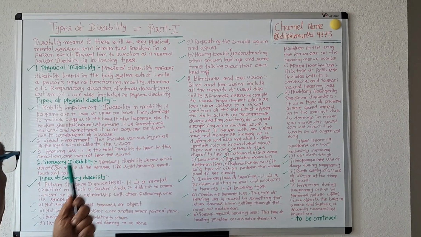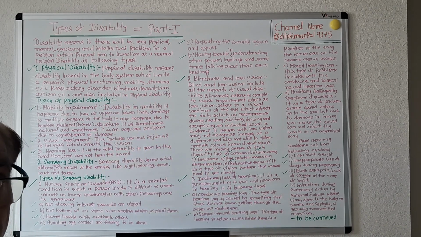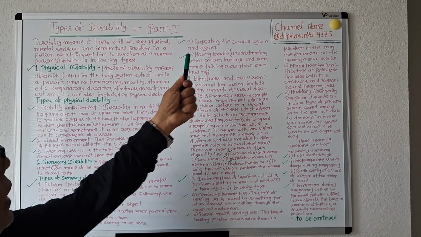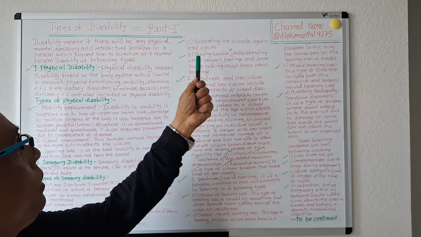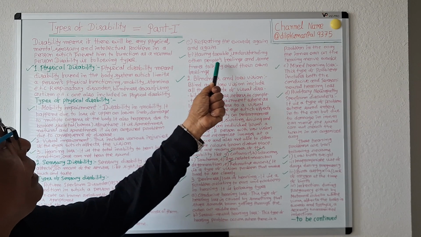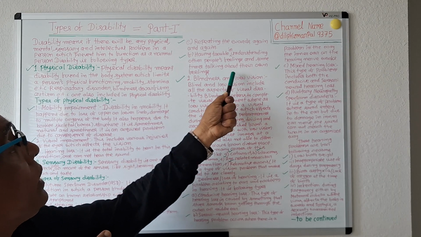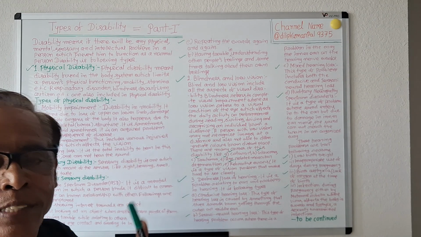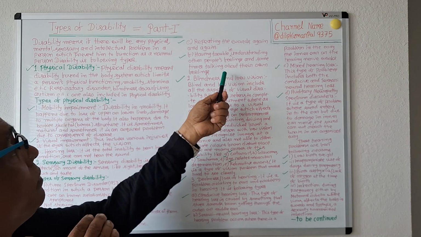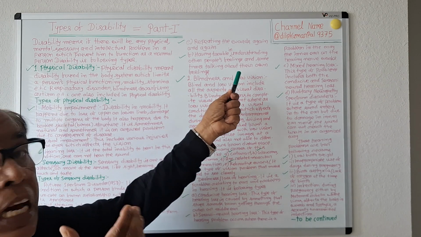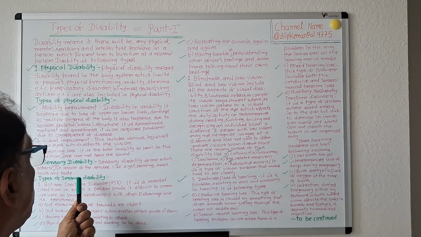This is one type of sensory disability. Then, another symptom is repeating words again and again. Number six, having trouble in understanding other people's feelings, sometimes talking only about their own problems. So this is one type of sensory disability.